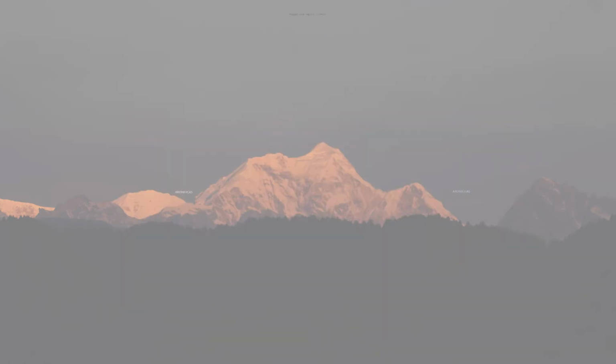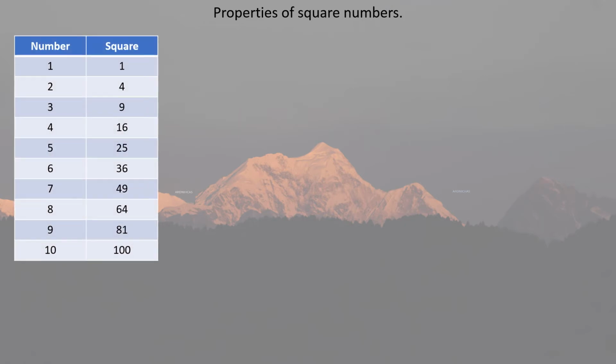We'll try to understand the properties of square numbers. Let us take the square numbers from 1 to 100. We know that 1 square is 1, 2 square is 4, 3 square is 9, 4 square is 16, 5 square 25, 6 square 36, 7 square 49, 8 square 64, 9 square 81, and 10 square is 100.